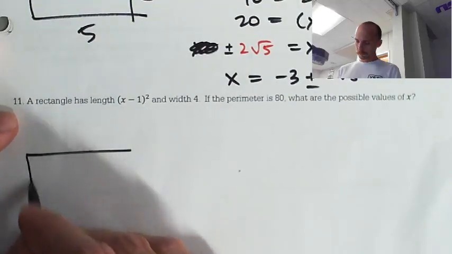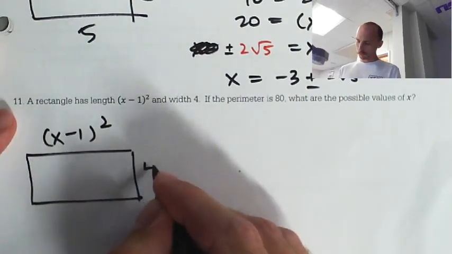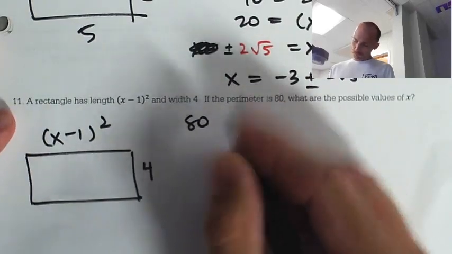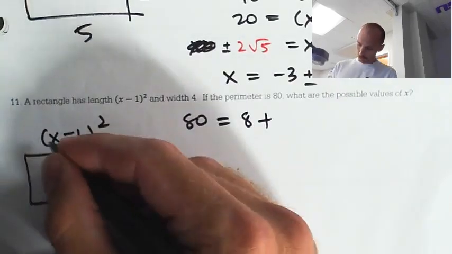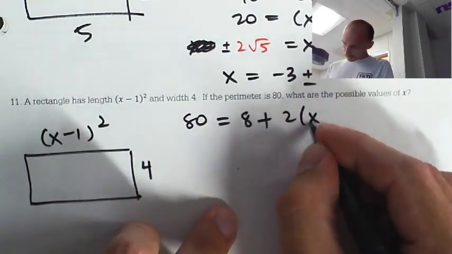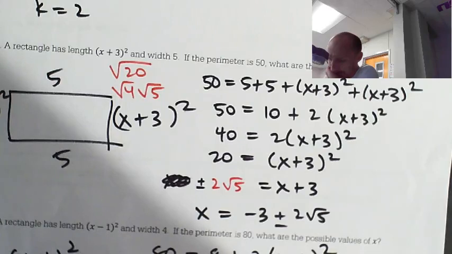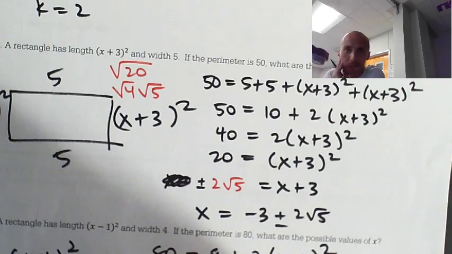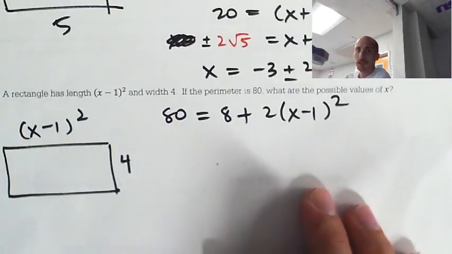Same story. But maybe for the sake of my diagram, I'll call this x minus 1 squared, and that 4. Perimeter is 80. So I've got 80 equaling 2 4s, so it'd be 8, plus 2 of these. I feel like this one was supposed to work out a little better. Let me make sure. 10. Yeah, I don't know. I must have messed up somewhere. It'll be all right, though, right? I hope. 20, 40, 50, yeah. I don't know.